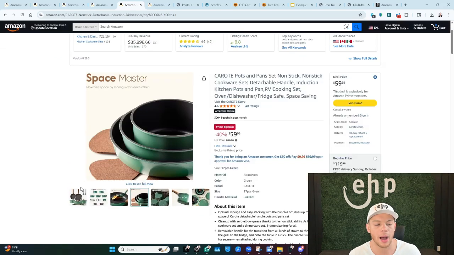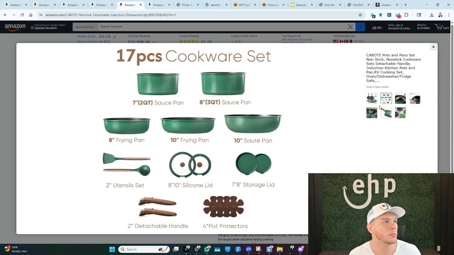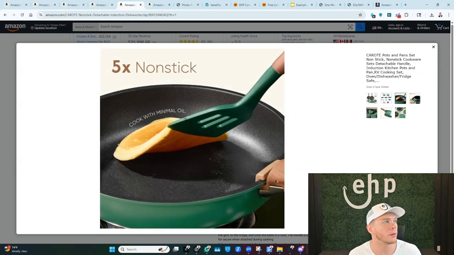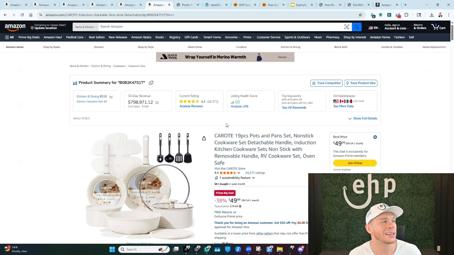This is pots and pan set. We're looking at the secondary images. It shows everything that comes with it, right? And again, a little bit boring. Here we go. Non-stick, not too bad. But we want, again, something that stands out.